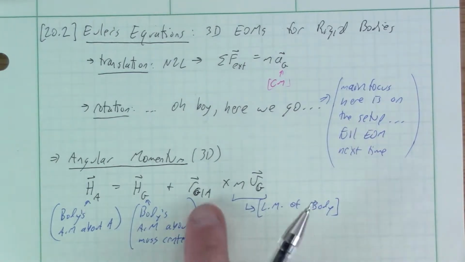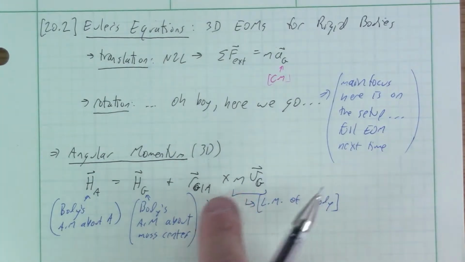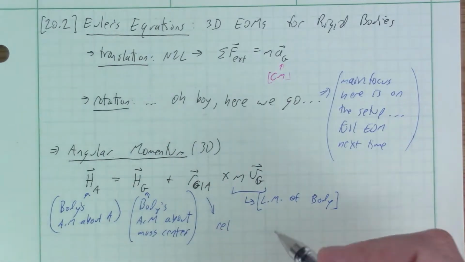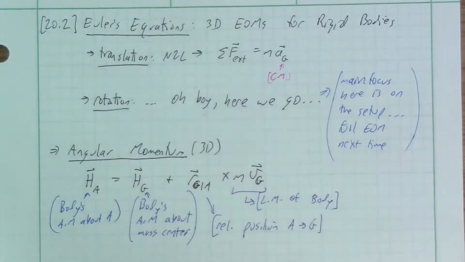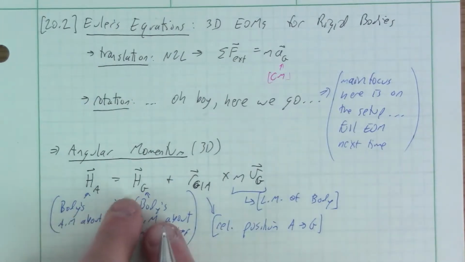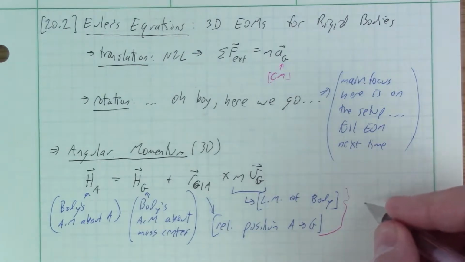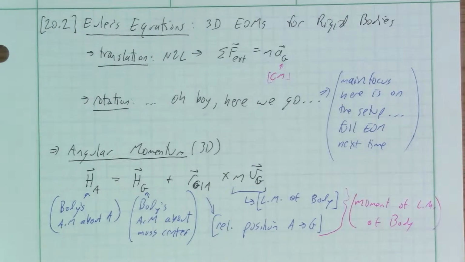And finally, what happens when we're crossing a relative position vector? We're getting the moment of this linear momentum, right? So the relative position A to G. Okay, so we have the angular momentum at A is the angular momentum about G, and then the moment of the linear momentum of the body. So combined, this is the moment of linear momentum of the body. Okay.